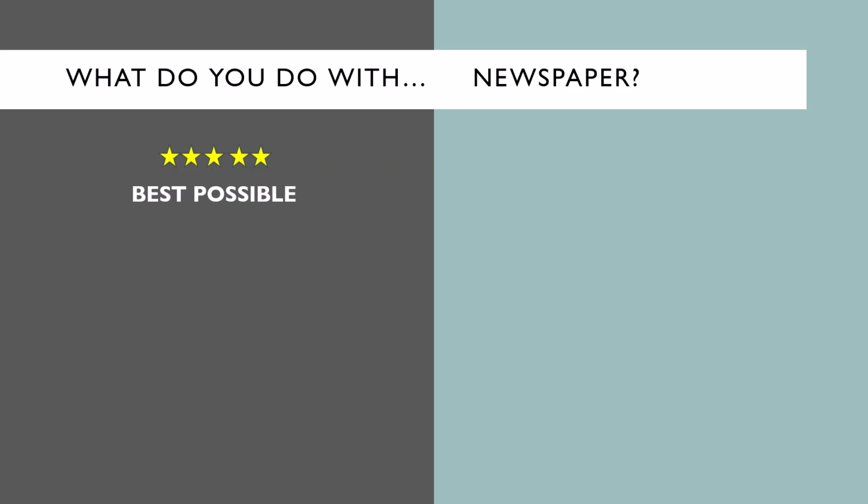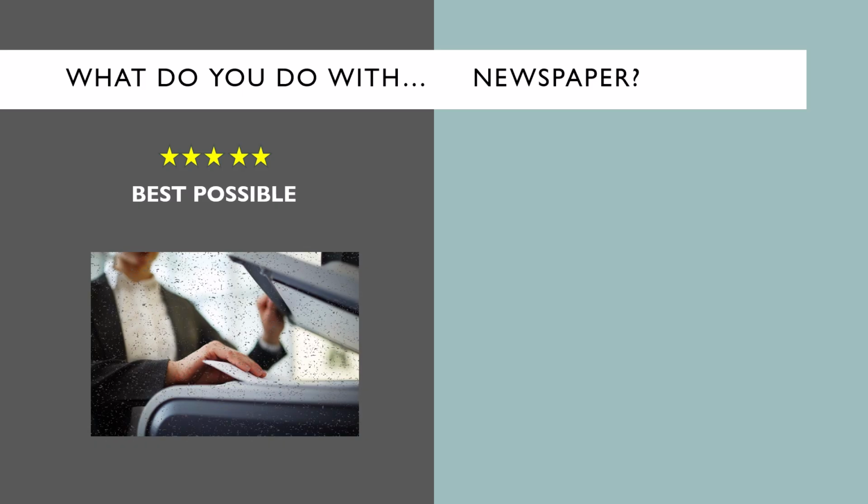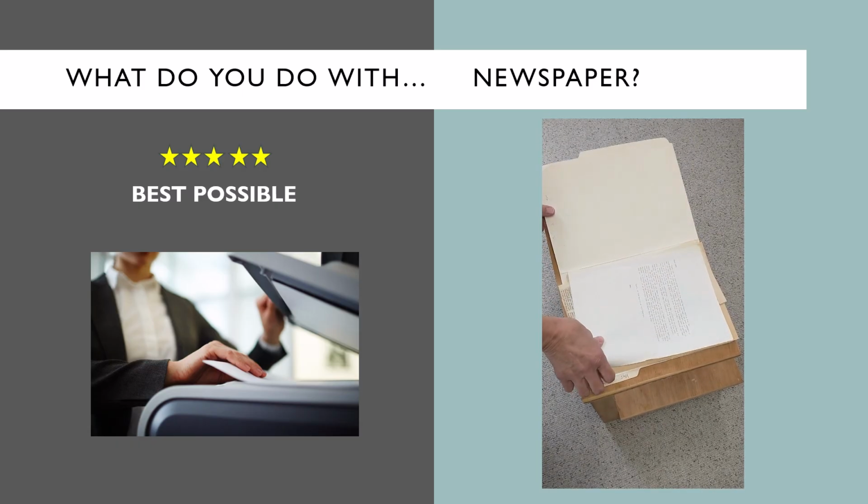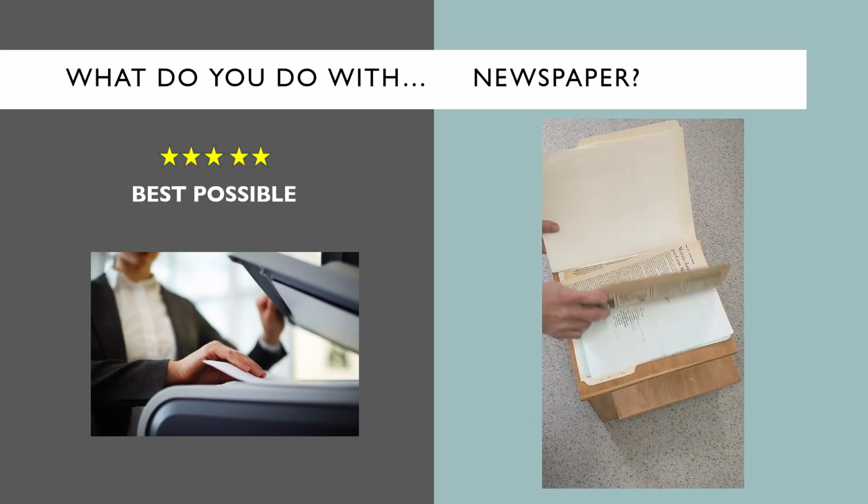Keep in mind that newspaper will cause other paper it touches to yellow over time, so now is the time to decide, if you haven't already, about whether you're going to keep physical copies of clippings or scan them and just keep the digital copy. If you keep the originals, separate them out and relegate them to their own folders.